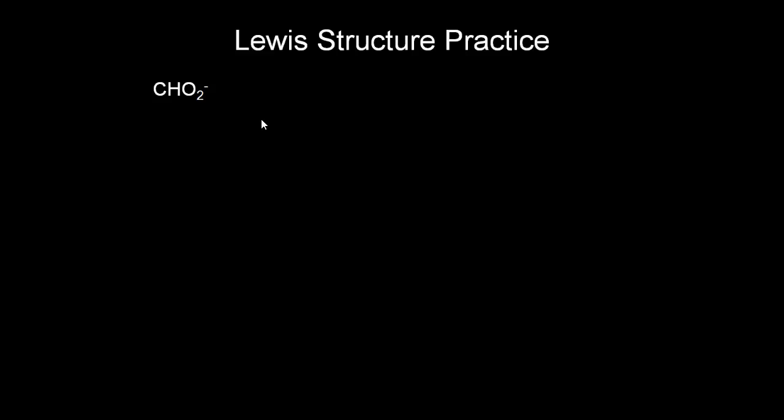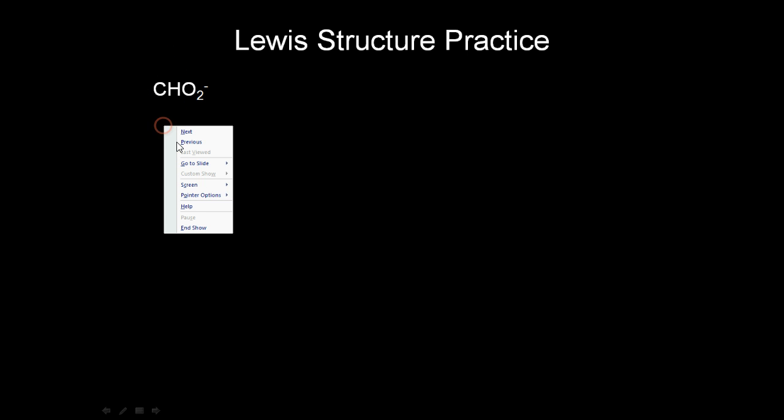Hello and welcome to this practice problem. This problem is dealing with this ion here, CHO2 with a -1 charge on it. I wanted to use this as an example because it'll allow us to look at formal charges, resonance structures, and ionic compounds and Lewis structures.